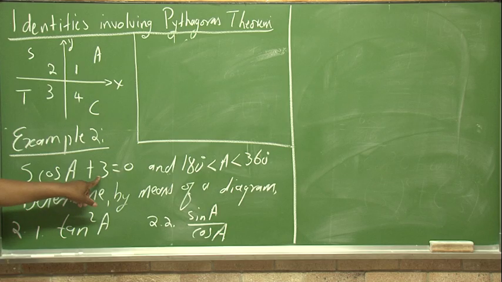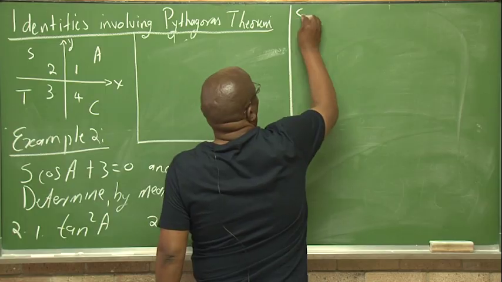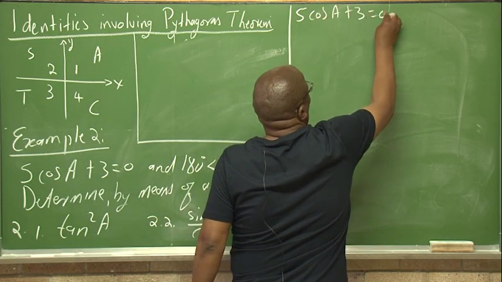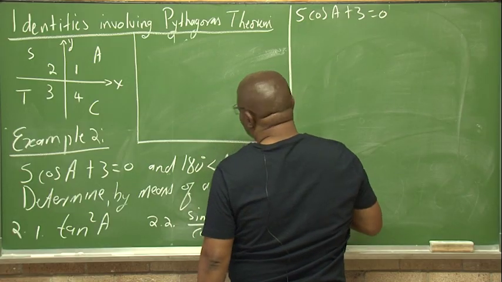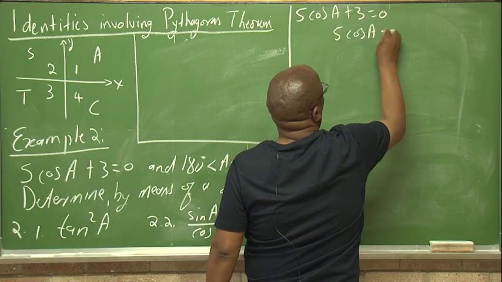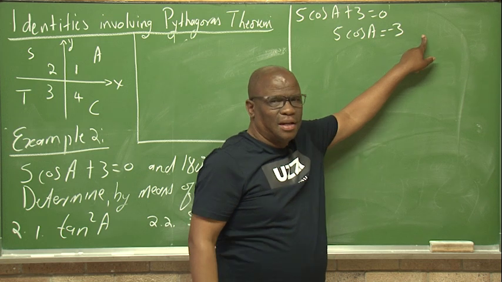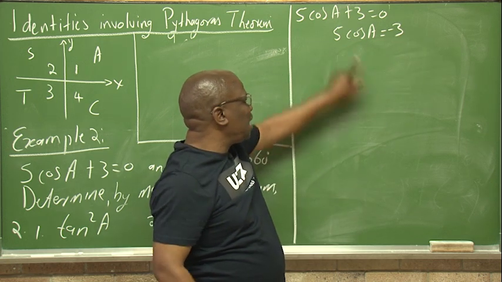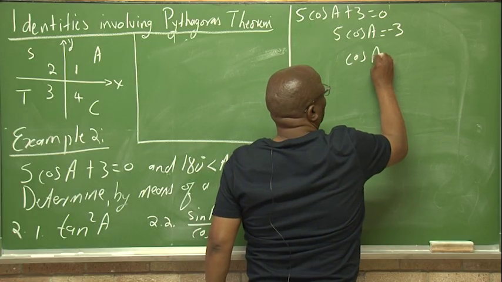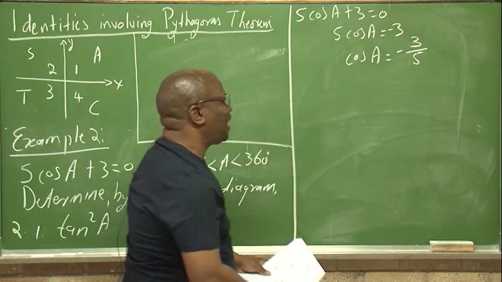5 cos A plus 3 is equal to 0. Let me write it down. 5 cos A plus 3 is equal to 0. Make cos A the subject of the formula. You've got 5 cos A equals -3 if you transpose 3 to the right. Now, let's divide by 5 both sides. You've got the cosine of A equals -3 over 5. What does that tell us?